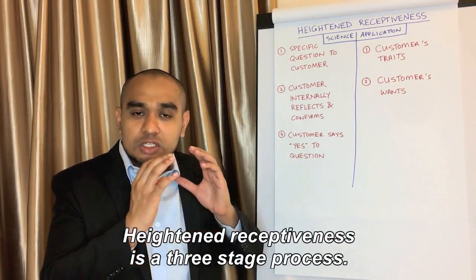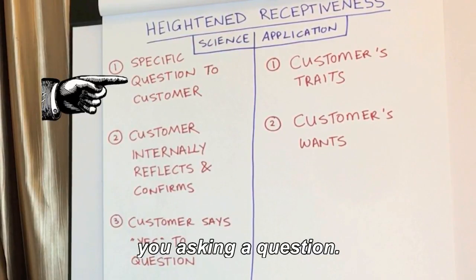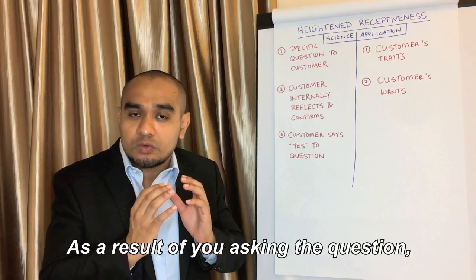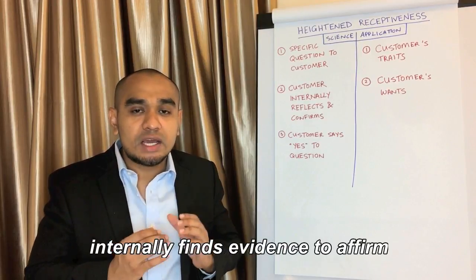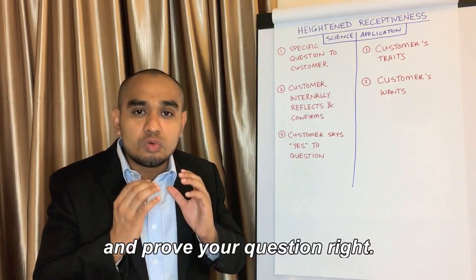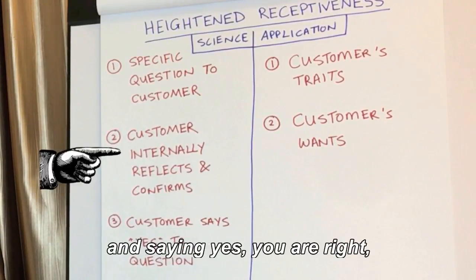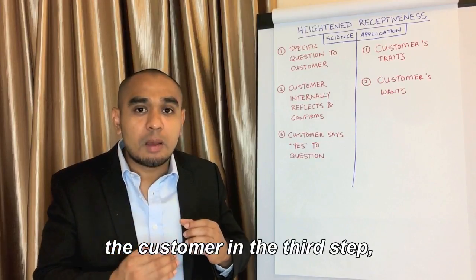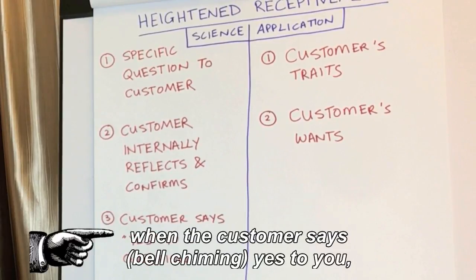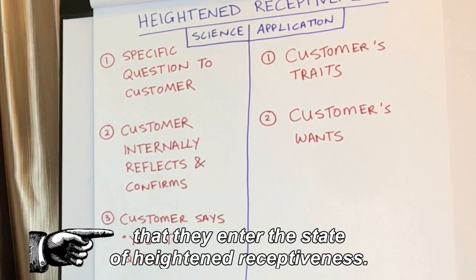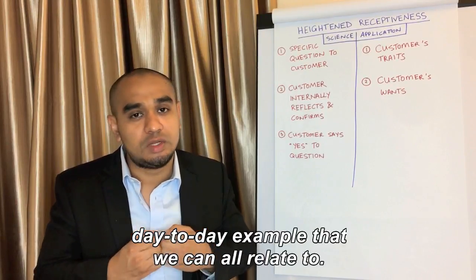Heightened receptiveness is a three-stage process. The first process involves you asking a question, a specific question. As a result of you asking the question, the customer, when listening to the question, internally finds evidence to affirm and prove your question right. And after reflecting internally and saying, yes, you are right, the customer, in the third step, publicly affirms to you, yes. And it's at this stage when the customer says yes to you that they enter the state of heightened receptiveness. Let me explain to you with a very clear day-to-day example that we can all relate to.